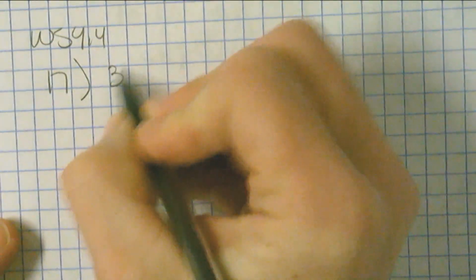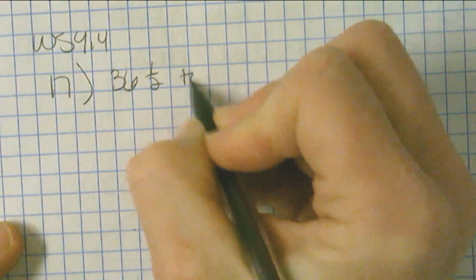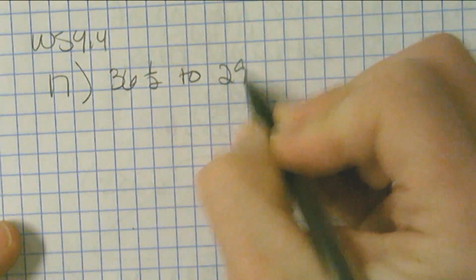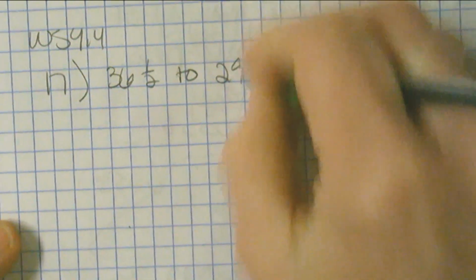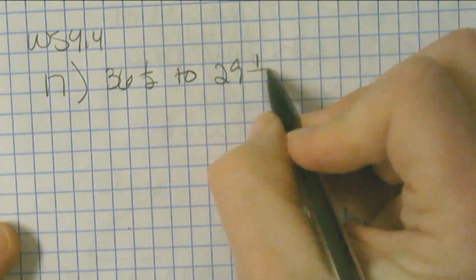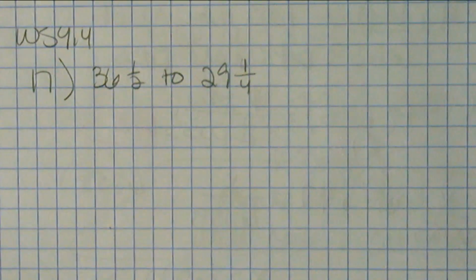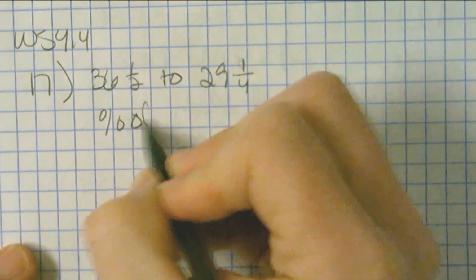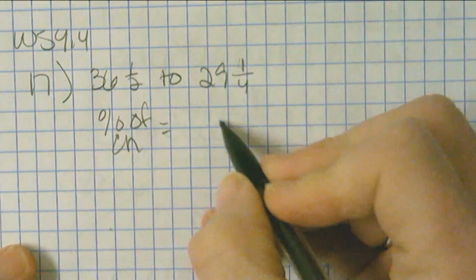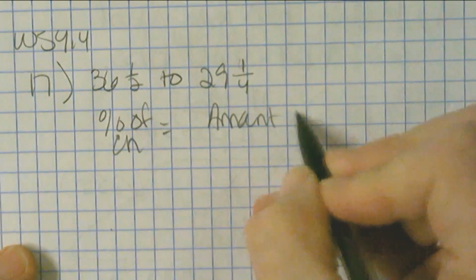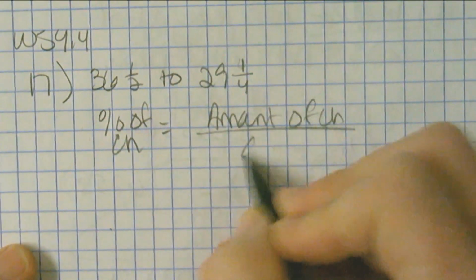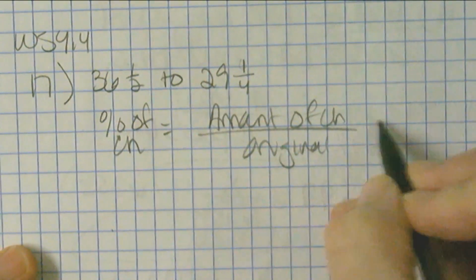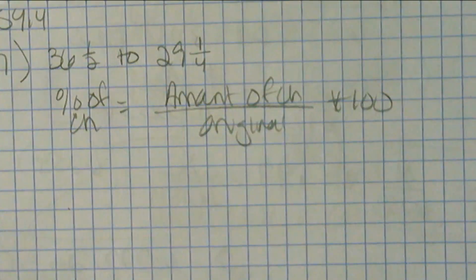All right, so I have 36 and 1/2 is what I'm going from, and I'm going to 29 and 1/4. Now, you have two choices. Remember, your percent of change equals the amount of change divided by the original times 100. I have to see that whole formula.